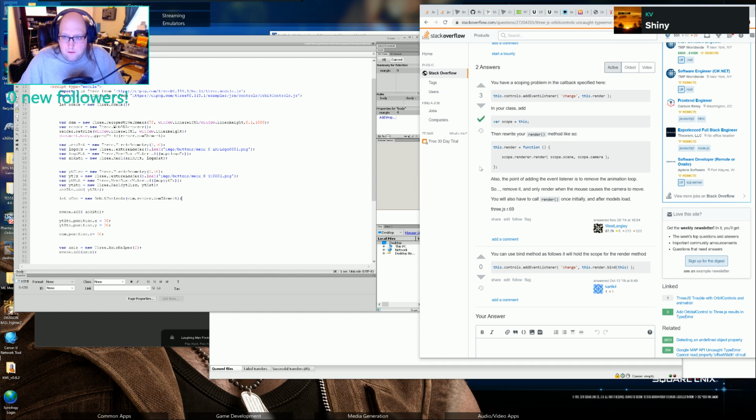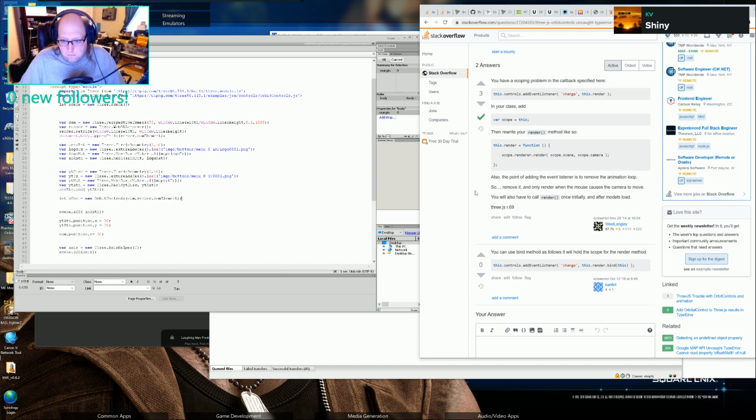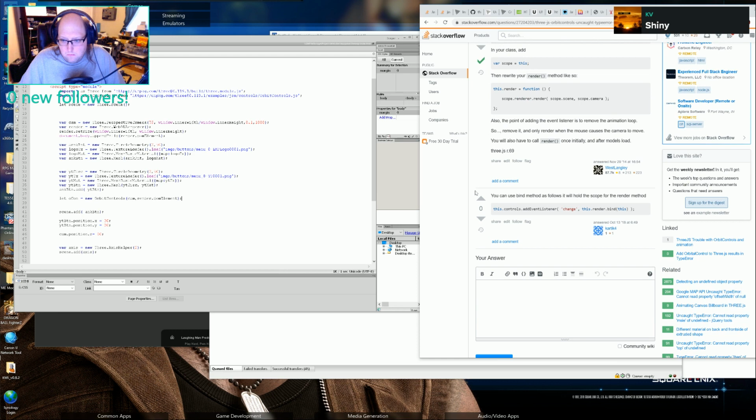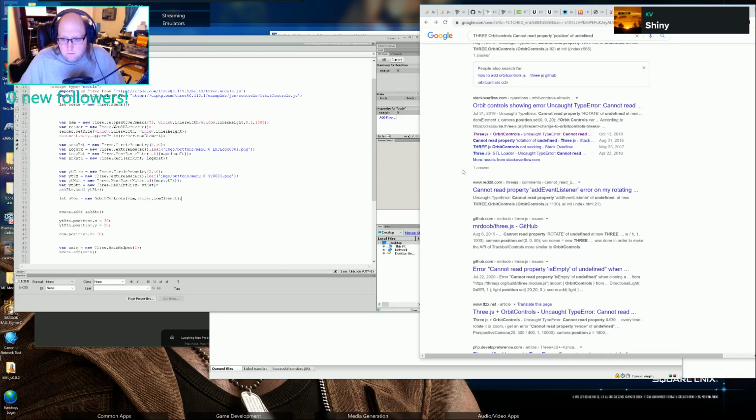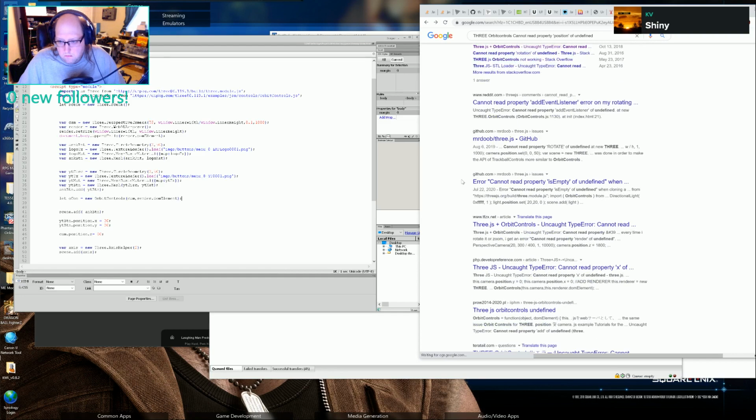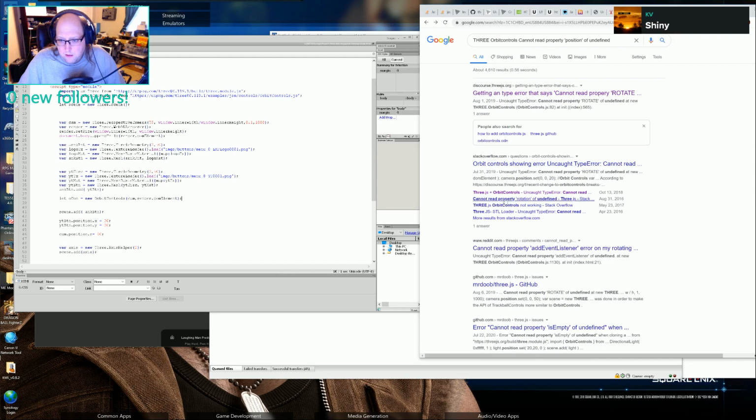Scoping problem, callbacks with other trains that render scope. So this rewrite renderer, so scene scope, scene camera, or scope, scene scope camera. So, wait.